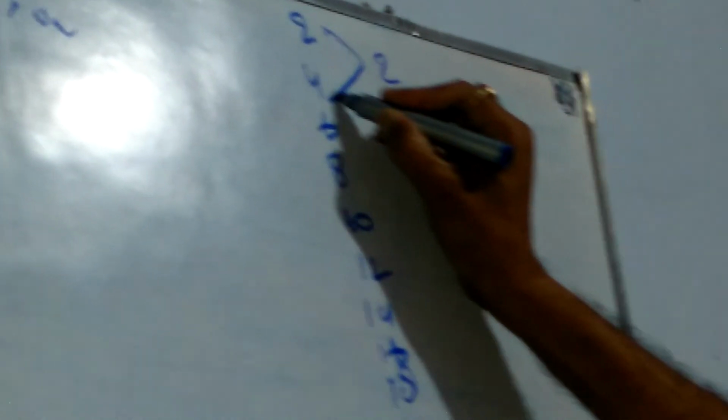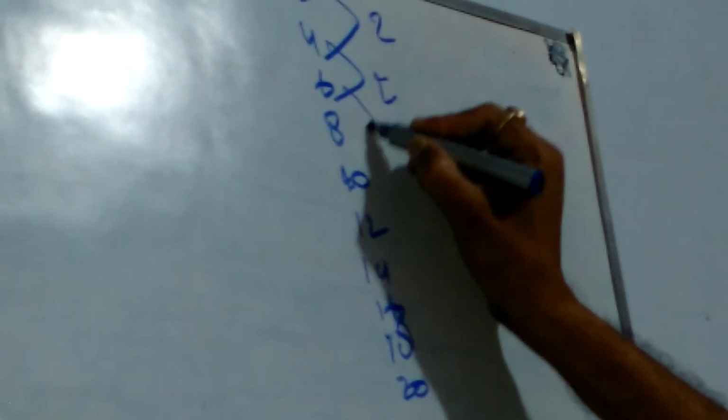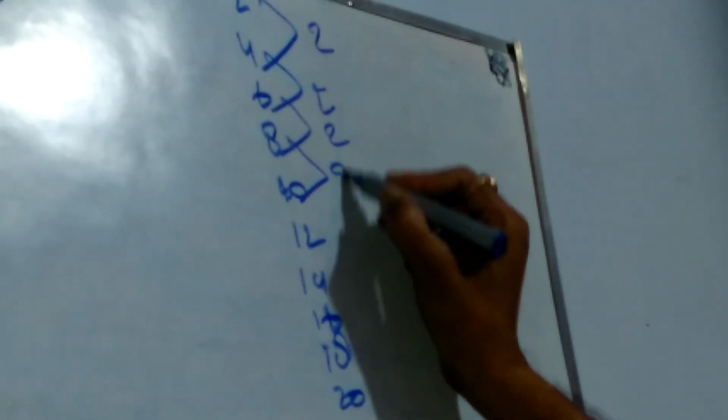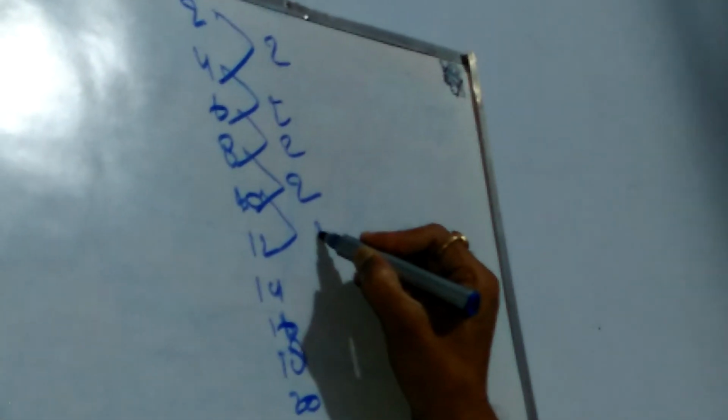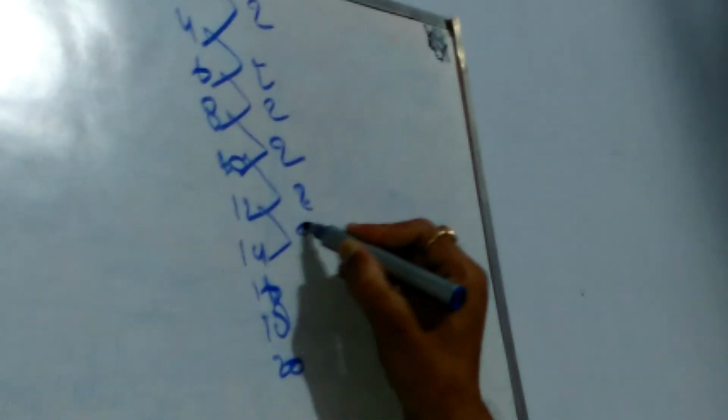The difference is 2: 6 minus 4 is 2, 8 minus 6 is 2, 10 minus 8 is 2, 12 minus 10 is 2, 14 minus 12 is 2, 16 minus 14 is 2. What we see in every case is that the common difference is the same.